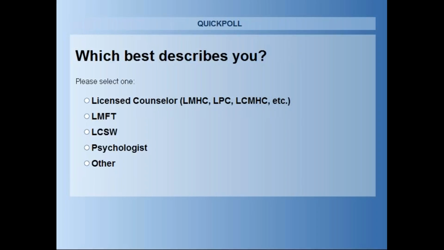First thing I'm going to do is launch a poll. Polls are basically a question you're going to see on your screen in a second. It helps me take a pulse on who's in the room today. What you should see on your screen right now is which best describes you, and it gives you a few options. One option is licensed counselor. The other is LMFT, licensed marriage and family therapist. You have the option of licensed clinical social worker, psychologist, or other. I'm going to give you a moment to select the option that best describes you so I know who's in the room today.